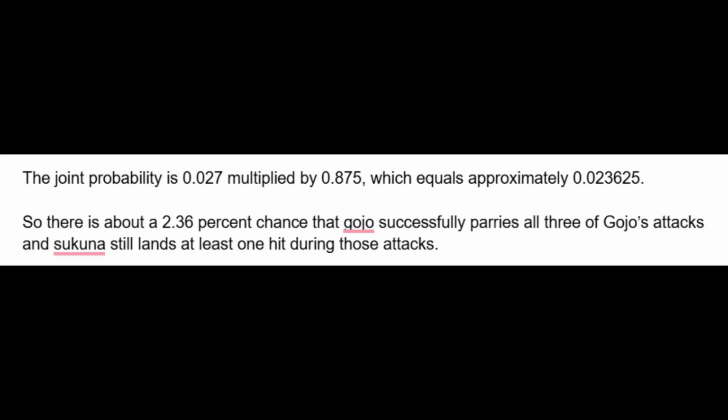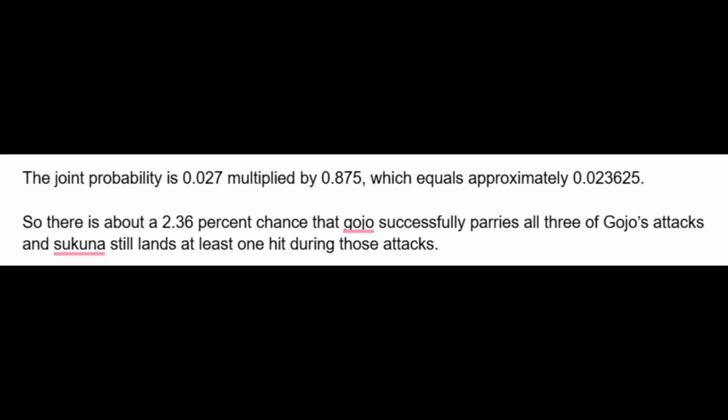So, there is about a 2.36% chance that Gojo successfully parries all 3 of Sukuna's attacks and Sukuna still lands at least 1 hit during those attacks. Now many of you would be wondering, how come Gojo Sensei still gets damaged even when he parried all 3 attacks from Sukuna?